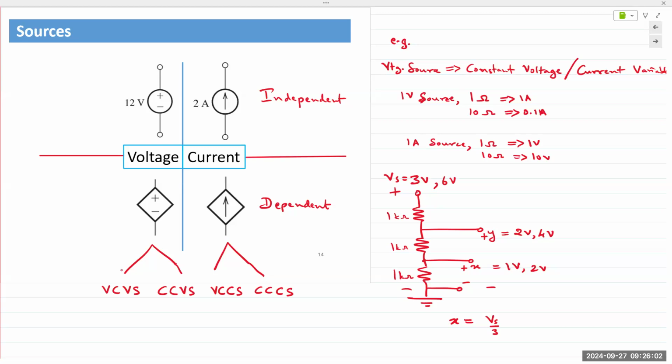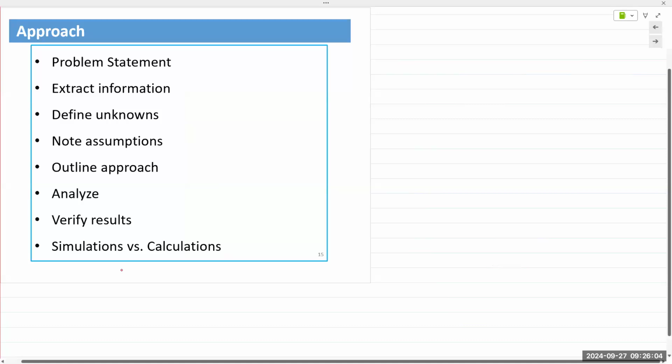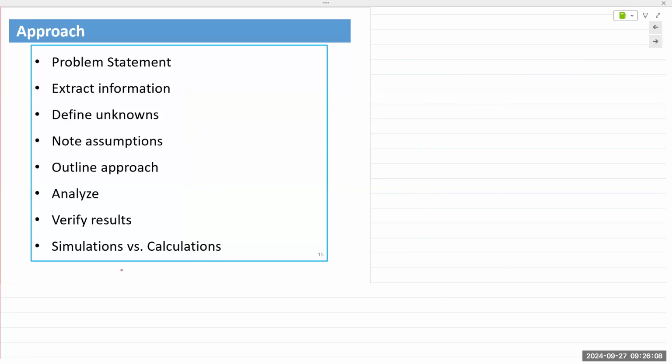Okay, so approach. This has been my standard approach for several years, decades. And it's also outlined in the book with some modifications. This is what I use. When you have a given problem, okay, the problem could be a simple statement in words, could be a circuit diagram, could be a graph.